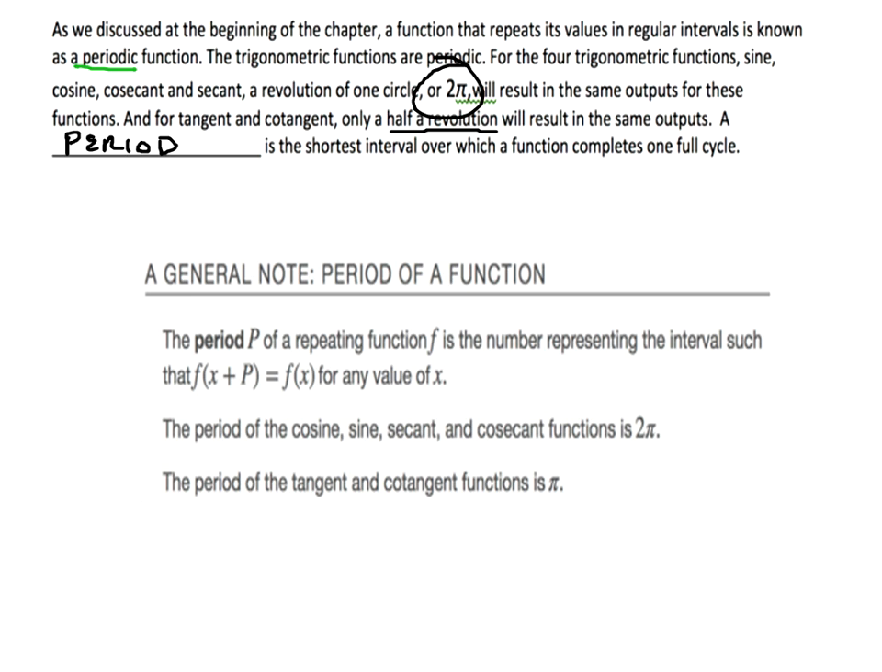And we're going to learn a lot more about this when we start graphing these trig functions in Chapter 8. So what this definition says is that a period of a repeating function f is the number representing the interval such that when I add that period to it, whether it's pi or multiples of pi for tangent and cotangent, or multiples of 2 pi for all of the other trig functions, I get out the same function when I do so.